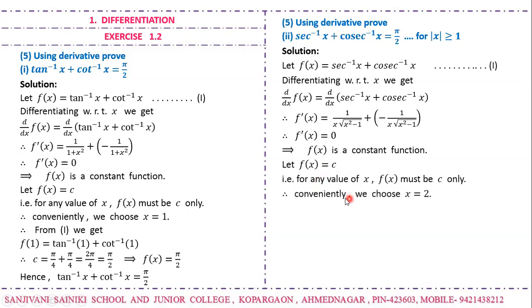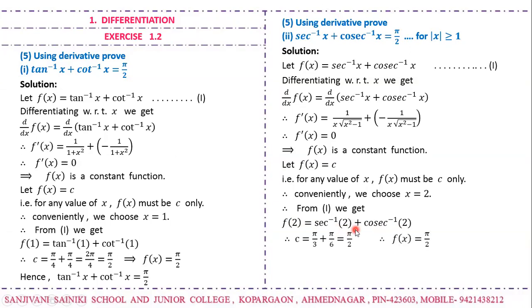So now here I will take x is equal to 2. Okay. So not f of 1, here f of 2. f of 2 is sec inverse of 2 plus cosec inverse of 2. But sec inverse of 2 is pi by 3 and cosec inverse of 2 is pi by 6. Add these two. 60 degree and 30 degree is 90 degree. So pi by 2. So f of x is pi by 2.